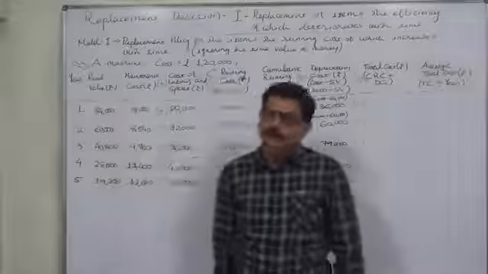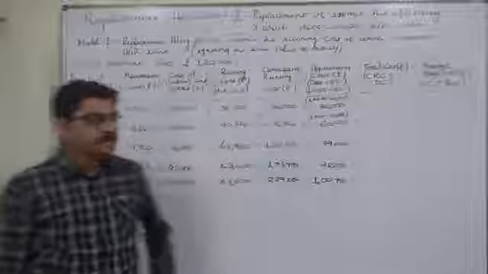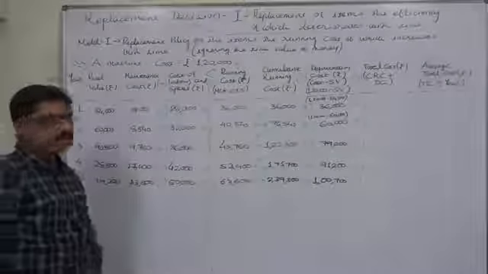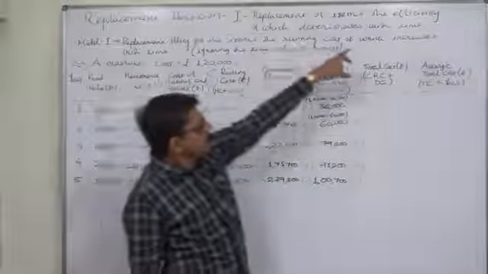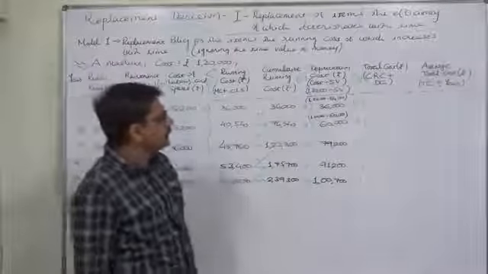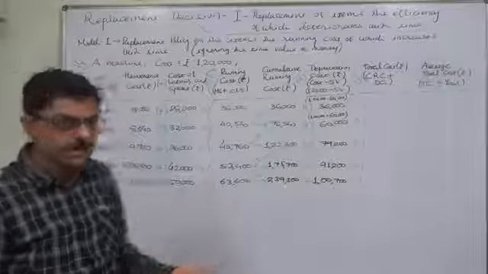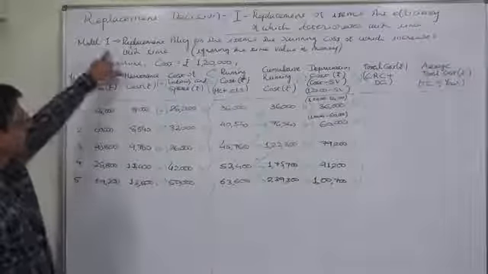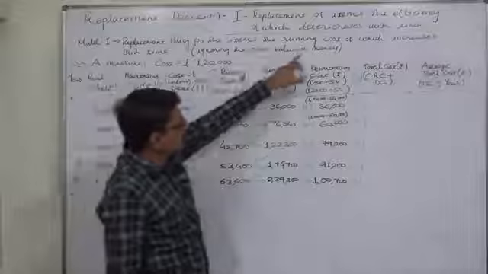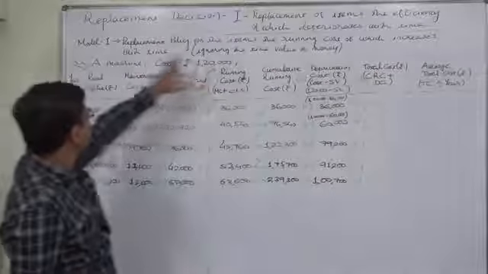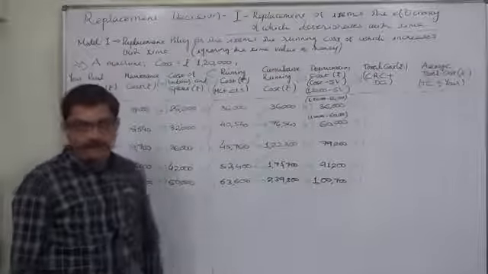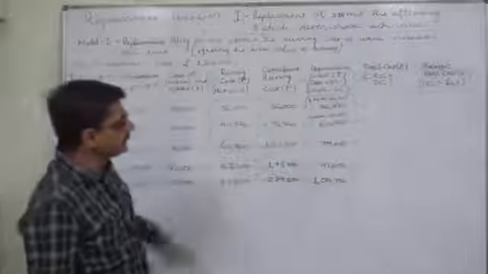Hello and welcome. Operations Research, the chapter Replacement Decision: replacement of items, the efficiency of which deteriorates with time, high cost items like machine or plant, anything. The model is a replacement policy for the items, running cost of which increases with time, and we are ignoring the time value of money at this stage.